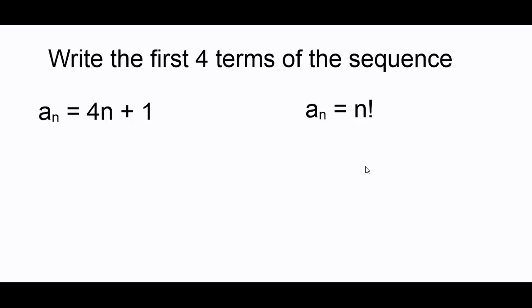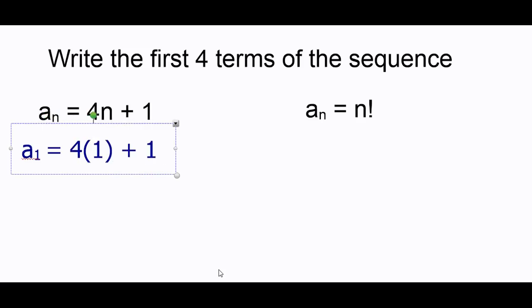Now, with that being said, we come up with rules to define our sequences many times. So here I have a rule. I have a sub n equals 4n plus 1. If I want to list the first terms, I would start with a sub 1, which would equal 4 times 1 plus 1. Which we know if we do that out is 4 plus 1, which equals 5. So that is a sub 1.